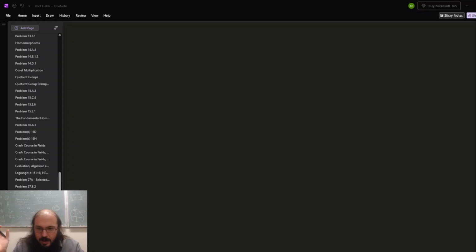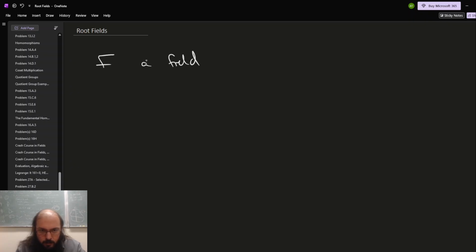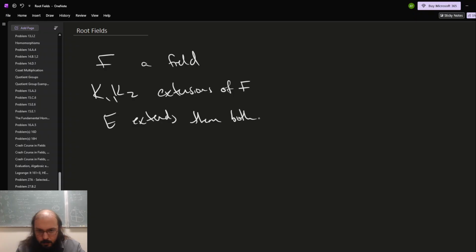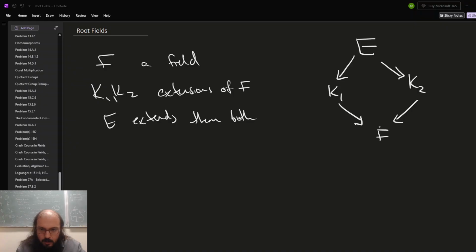Now let's look at a slightly more complicated situation where we have the following setup. We have a field F, two extensions, K1 and K2 of F, and E extends them both. So the picture kind of looks like this. Now, we've seen this kind of situation before.